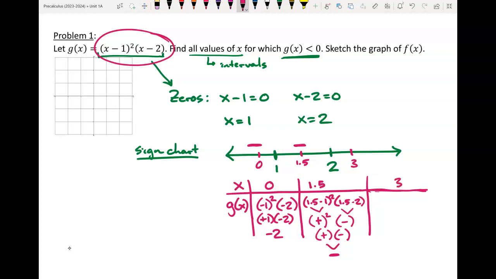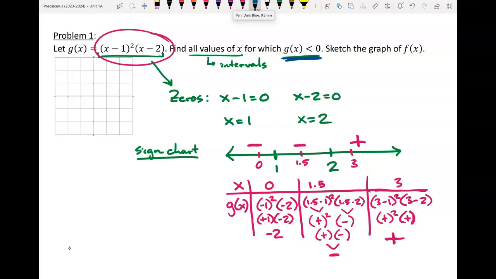So I'm going to go ahead and plug in 3. So we have 3 minus 1 squared and 3 minus 2. So let's see, that is going to be a positive squared times a positive. Well, all of those positives are going to result in a positive value. So that is a positive. So these two intervals, we have our answer, but let's go ahead and write it for each interval.